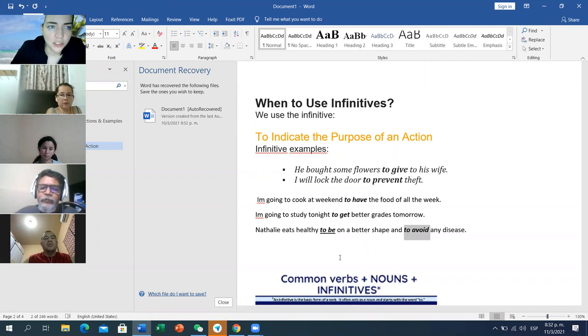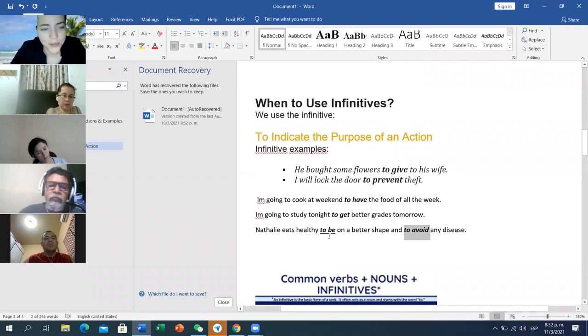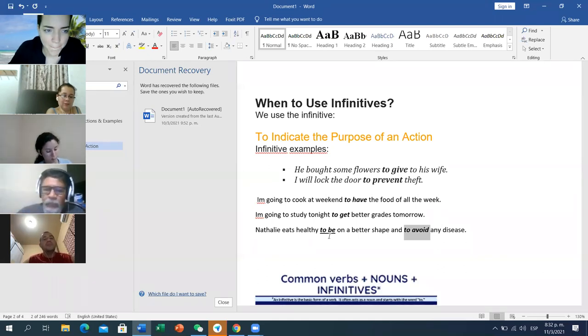Ahora me van a decir, pero Tichi, ¿cómo que el be? A lo mejor muchos ya automáticamente saben cómo conjugar el verb to be porque es am, is, are. Pero recordemos cómo lo vamos a hacer con su infinitivo. ¿Qué significa esto? Que automáticamente va a ser be, ¿verdad? ¿Ok?